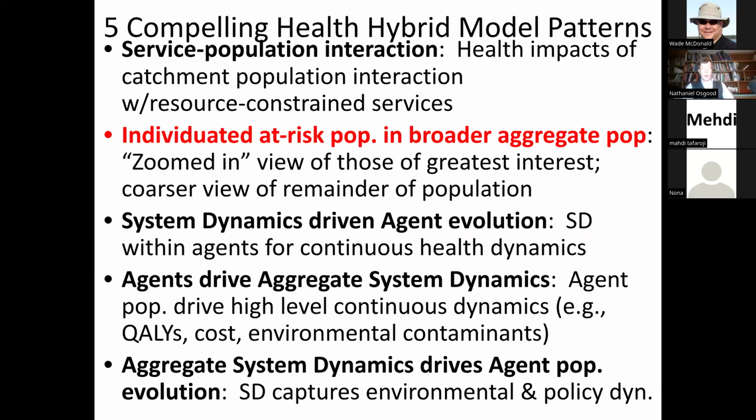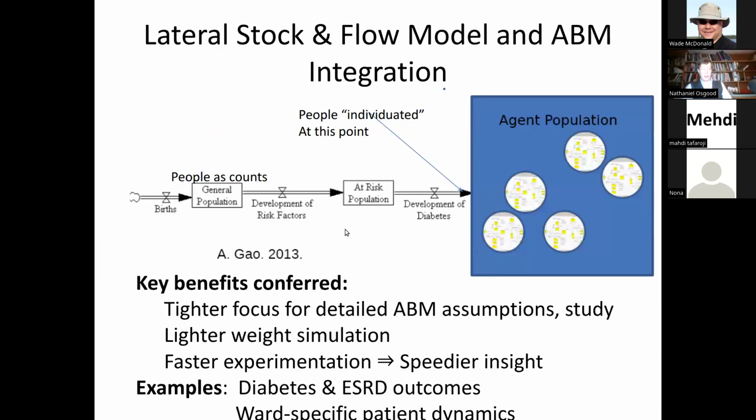Another one is a situation that's very different. We have an at-risk population that's characterized at an individual level, either with an ABM or a discrete event simulation, or commonly both. And then we have a broader aggregate population that is characterized with stock and flow. The basic idea is as such.